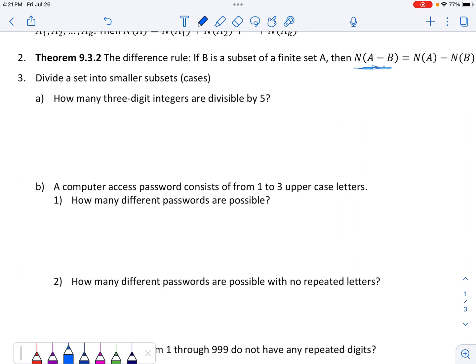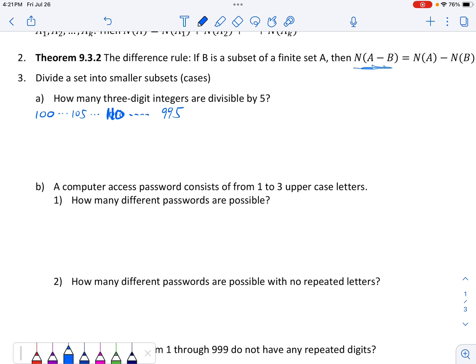Here's the way that we did earlier. The first 3-digit integer that's divisible by 5 is 100, right? The next one is 105. The next one is 110, and so on and so forth. The very last one is 995.